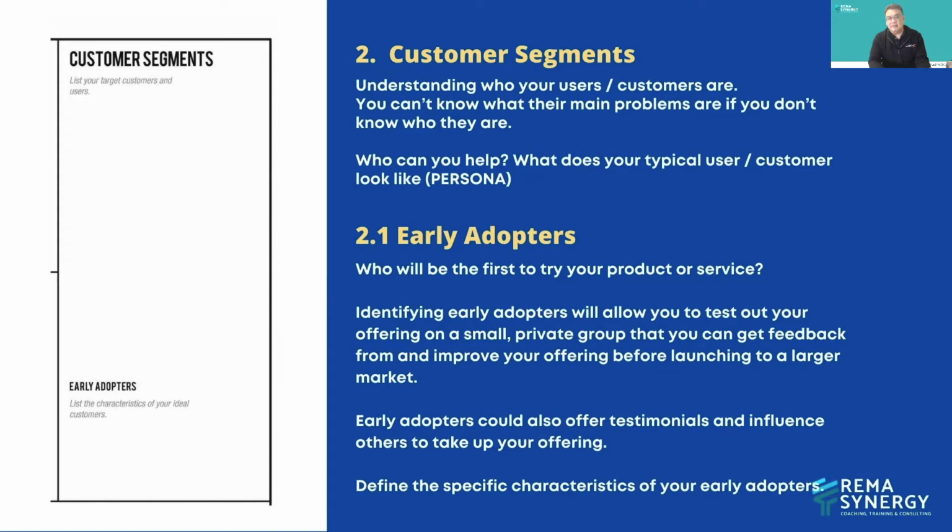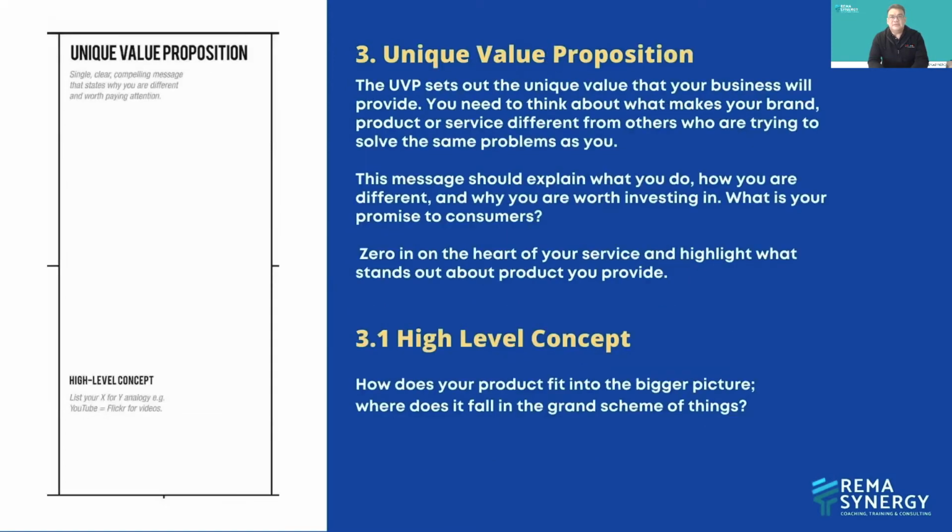So we have the problem, we have the customer. Again, as I said, you could find the customer first and then try to solve the problem that they are facing. Now we come to the unique value proposition. This is, as it says, what's so unique about your company or your business or your product? Why should I, as a consumer or user, use your product? What's in it for me?